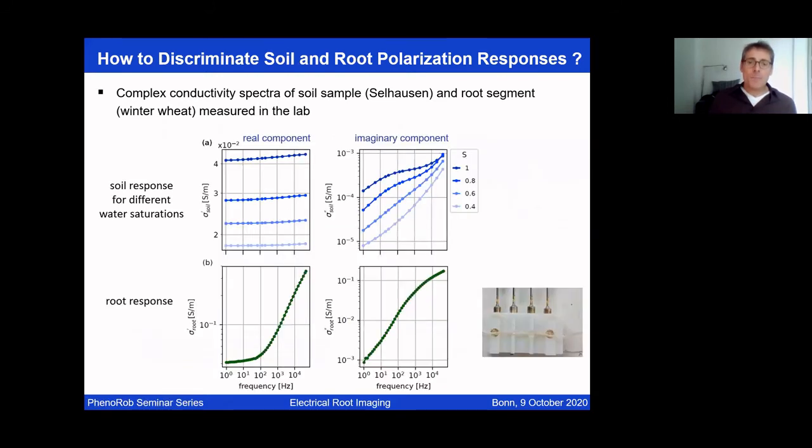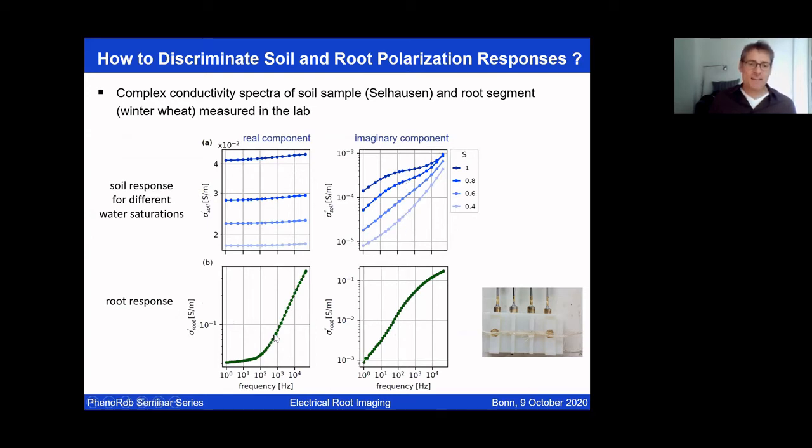Okay, now you may ask yourself, having seen examples for root responses and soil responses, these somehow mix up in the real field situation, so how can we discriminate those? And for this, I would like to show you this simple study where we have on top these conductivity spectra, real component and imaginary component, for a soil sample taken from Selhausen, for different water saturations. So we see the increase with water saturation of the real component, which we know. We also see, of course, an effect also in the imaginary spectrum.